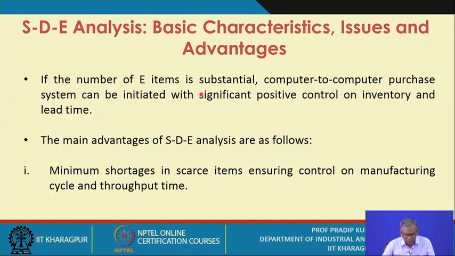So if the number of E-items is substantial, easy to procure items, computer-to-computer purchase systems can be initiated with significant positive control on inventory and lead time. So these are the two important aspects. One is to what extent you can control the order quantity, so that the average inventory is at an acceptable level. This is one objective. And the second objective of any inventory management system is to control the procurement lead time.